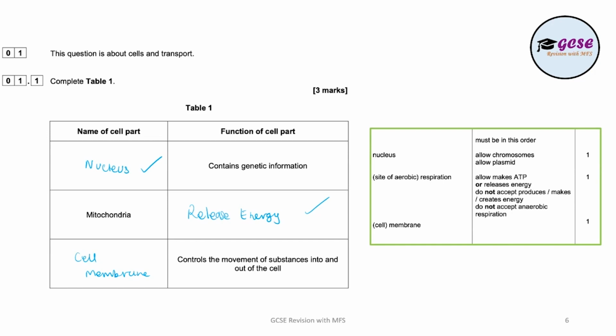That's why it says do not accept, creates energy. And do not accept anaerobic respiration there as well. Okay, so the key thing there you need is respiration, or it releases energy or makes ATP. And the last one was the cell membrane over there. It controls the movement of substances into and out of cells. That would have got you 3 marks.